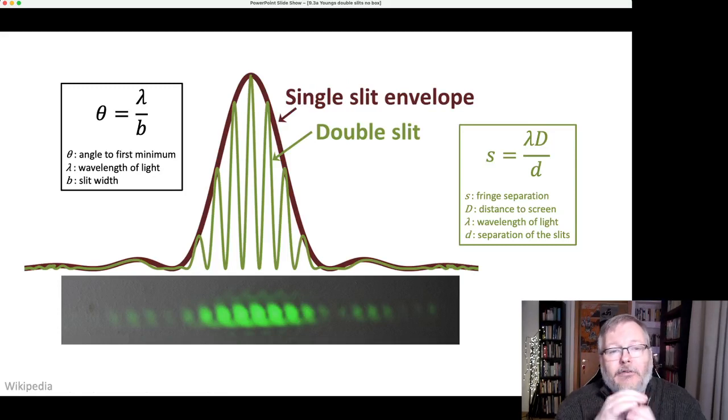So you have the two equations here. On the right hand side in the green, you have the double slit equation, which you saw in the core in topic 4, and on the left you have the single slit envelope. I like that way of describing it. It's the envelope which constrains the double slit.